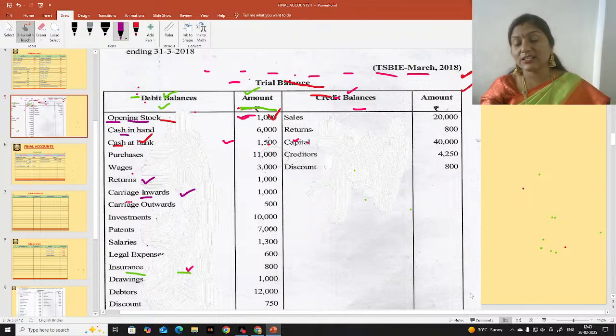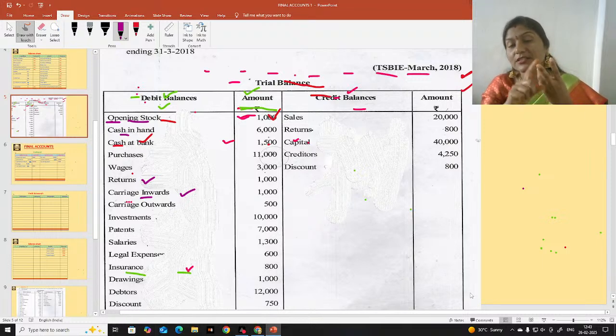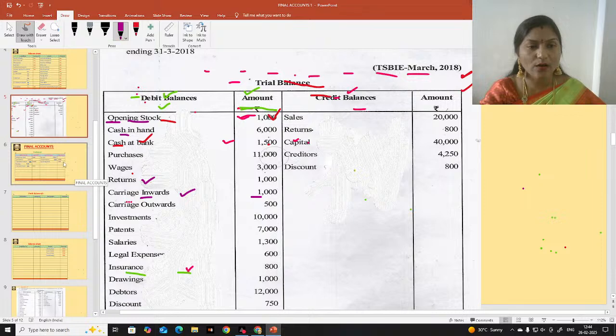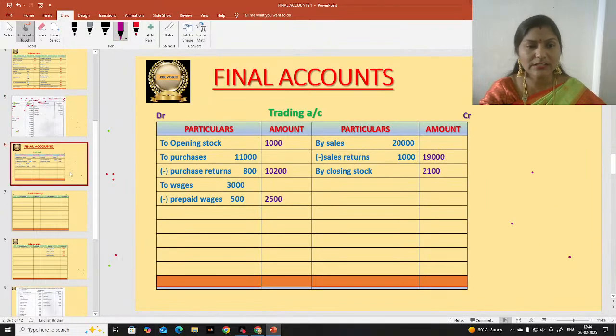Where do we take carriage? I told at the beginning of the class, carriage related items are 3. Carriage inwards we show in trading account debit side. Carriage outwards we record in profit and loss account debit side. So here we have carriage inwards, carriage outwards, both are there. Carriage inwards we will record in trading account debit side. That is how much? 1000 rupees. Okay, 1000 rupees we will record now. Let us go and record in our trading account, trading account debit side.